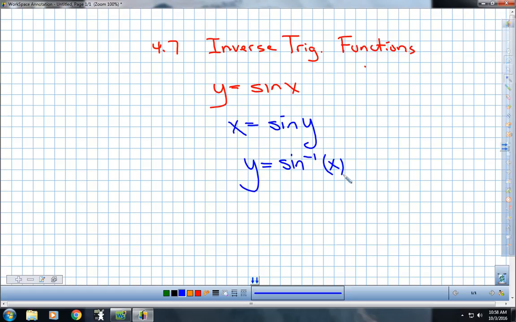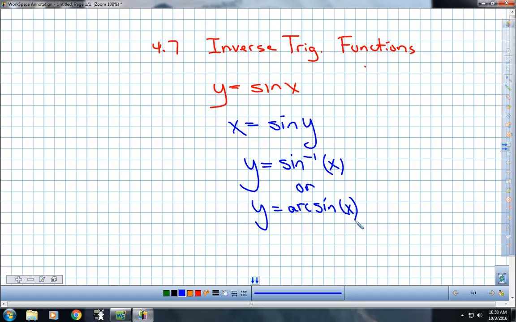Okay? Great, you want to get this down. Or, I could write it like this. Y equals the arc sine of x. Okay? These two things mean the exact same thing. Let me say that again. It does not matter whether I call it y equals the sine inverse of x or y equals the arc sine of x. They mean the same thing.